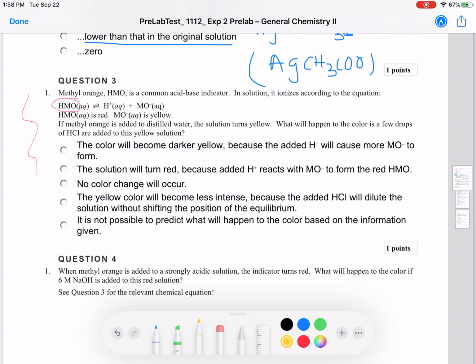And MO minus is yellow in color. Okay, so that is yellow color. This one is yellow. And then this one is red.